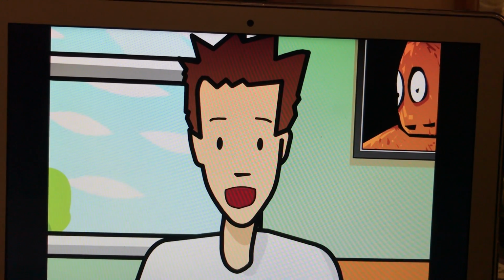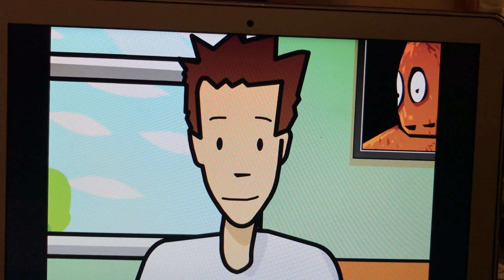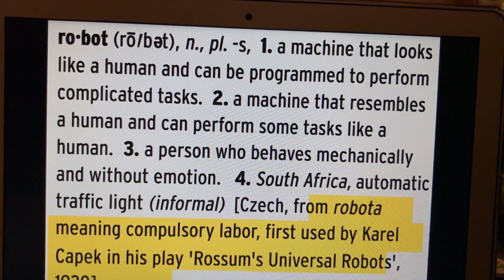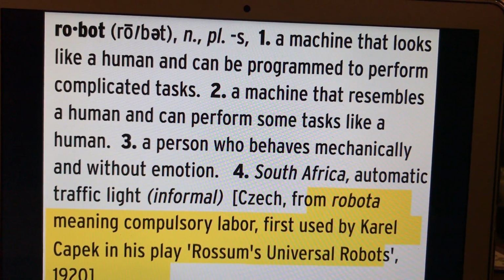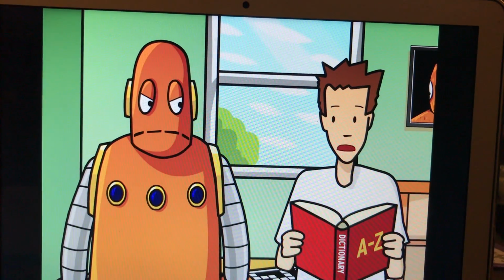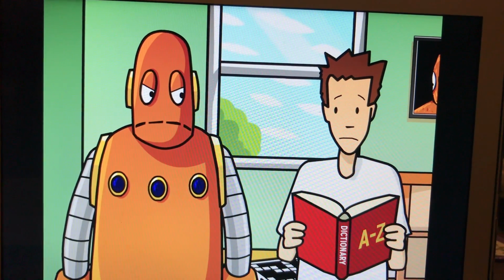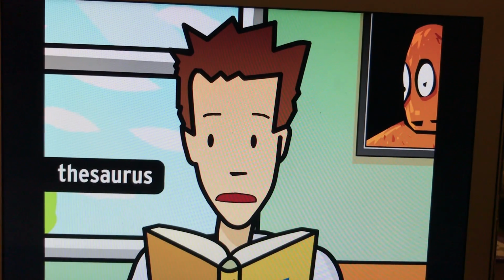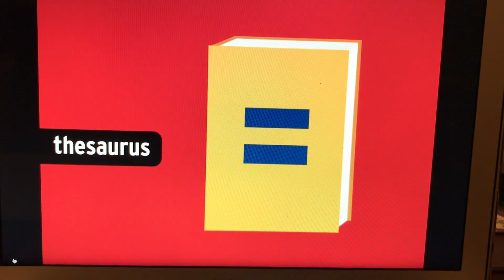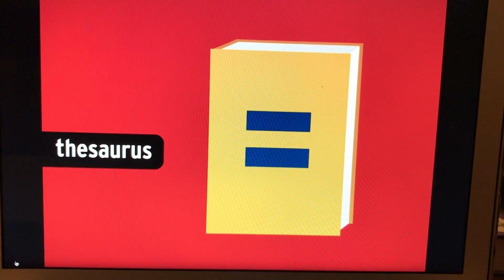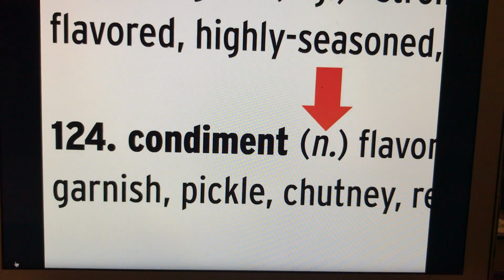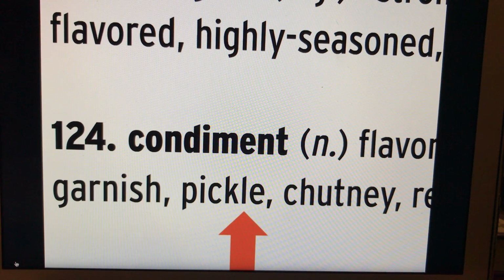Some dictionaries will also tell you where the words come from. Hey, it says here that robot was actually made up by a Czech playwright from a word meaning forced labor. I don't think robot is meant to be an insult. But we could check a thesaurus if you want to find a different word. Like a dictionary, a thesaurus is a list of words, but it doesn't have definitions. Instead, it'll give you the part of speech and a list of similar, related terms for every word you look up.